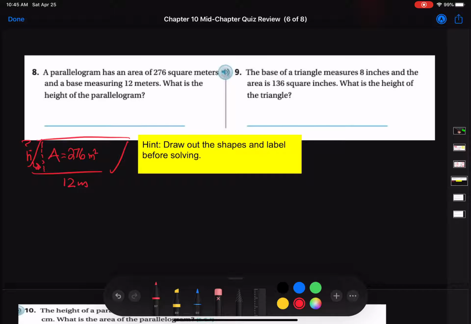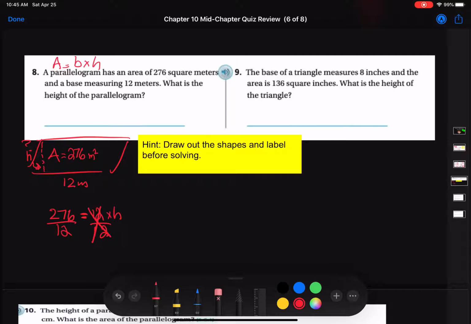So remember, the formula is area equals base times height. So you're going to fill in everything. You're going to have 276 is my area equals my base is 12 times h. So this is a multiplication equation. So since it's a multiplication equation, you want the opposite to solve it. So that means you're going to divide. You're going to divide both sides by 12, because you got an equal here. You got to keep both sides the same.